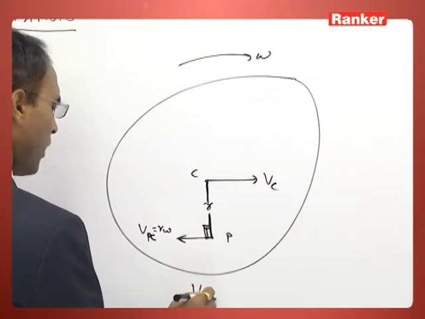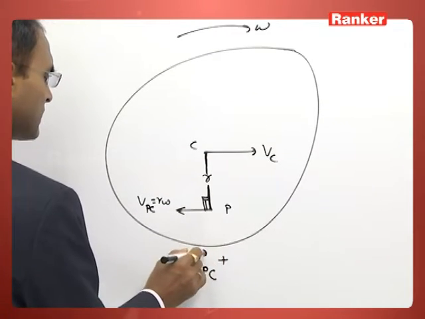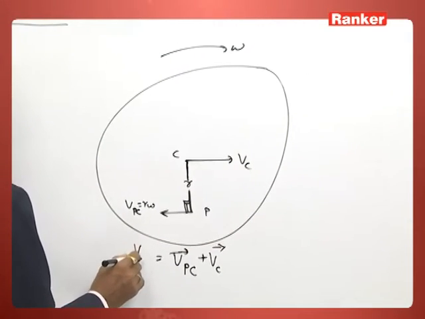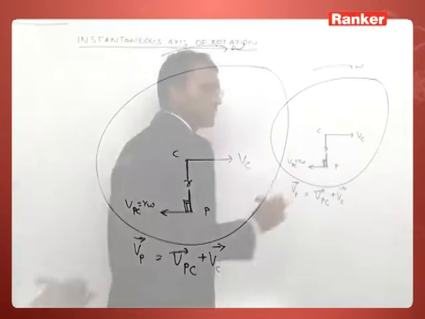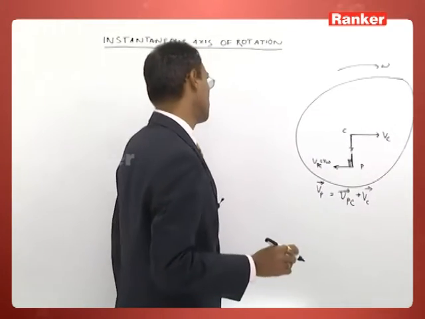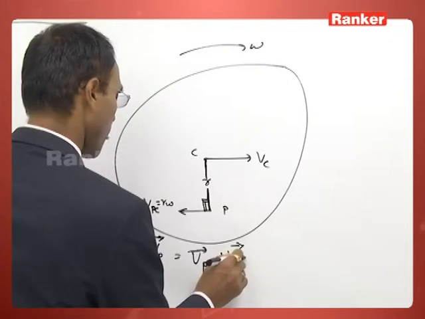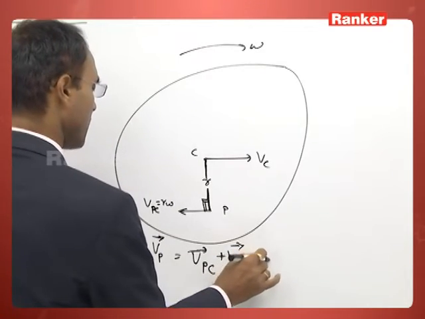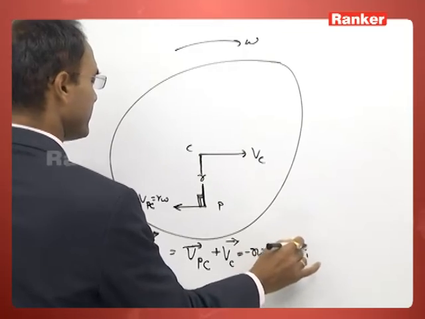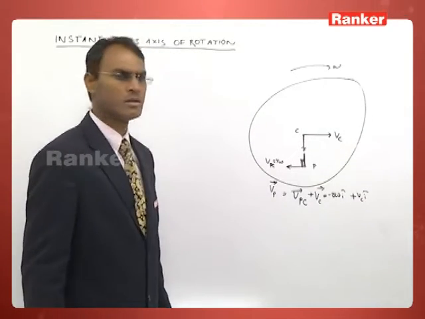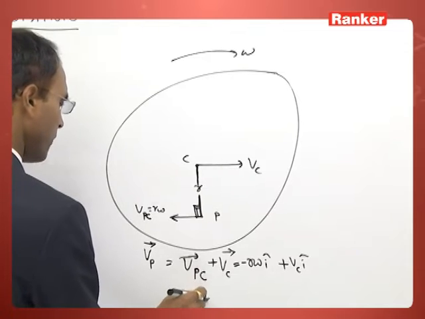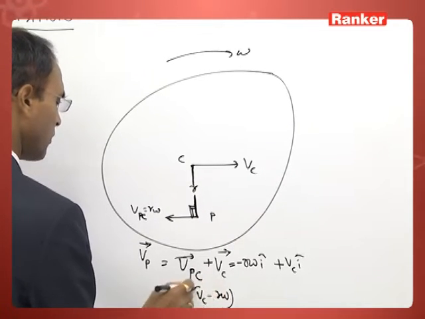When this velocity of point P with respect to C is added with the velocity of C, we get the velocity of the point P according to Galilean transformation of velocity. Vpc can be written as minus r omega i cap. Vc can be written as Vc i cap. So we are getting Vc minus r omega i cap.